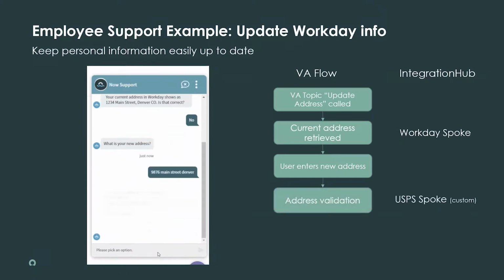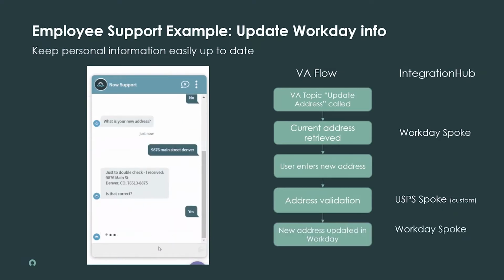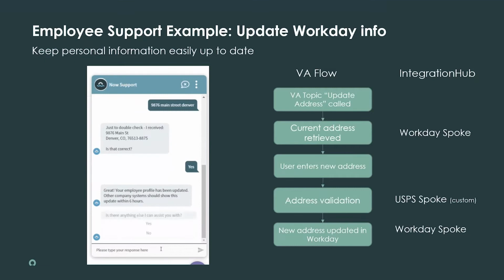maybe not formatted in the best way. So we're going to send that out to the USPS spoke. It's another custom integration. And we'll say, hey, can you validate the address? And they pull it back in a fully formatted method. We've got that formatted address, and we're going to send it back to Workday so Workday has the latest information. We'll also let that employee know everyone else should get this in a couple of hours. All right, there's a lot of power there. There's a lot of moving parts and things happening. But from a user experience perspective, that was really easy.